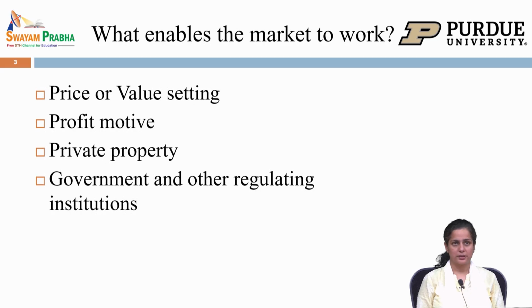So what enables the market to work? There is, of course, price or value setting, there is a profit motive, private property, and government and other regulating institutions. When we think about designing technological systems, we think of how they interact in the economy. A lot of the time, the products we make have a price or value setting, and the companies or industries making them have a profit motive. There is also the idea of private versus public property, and then there are regulating institutions.